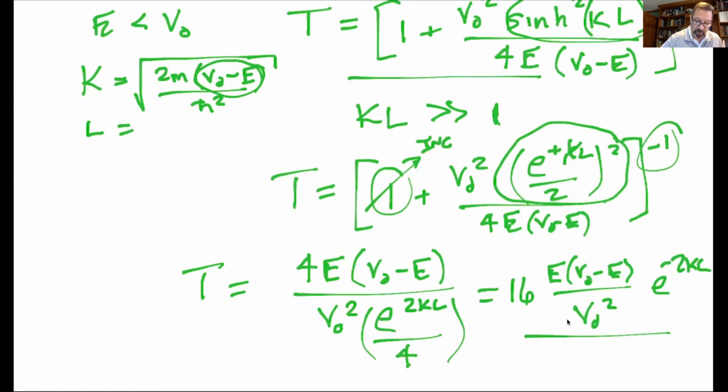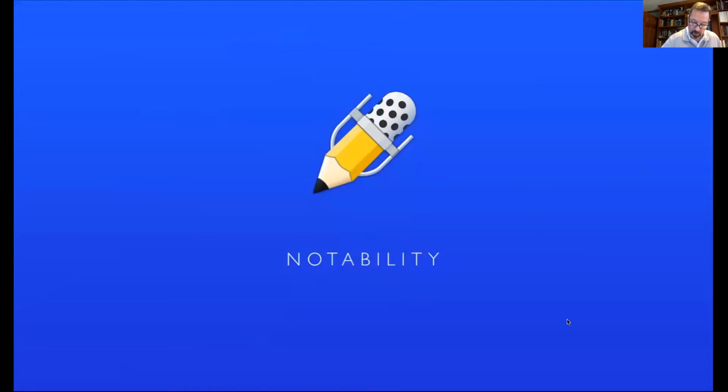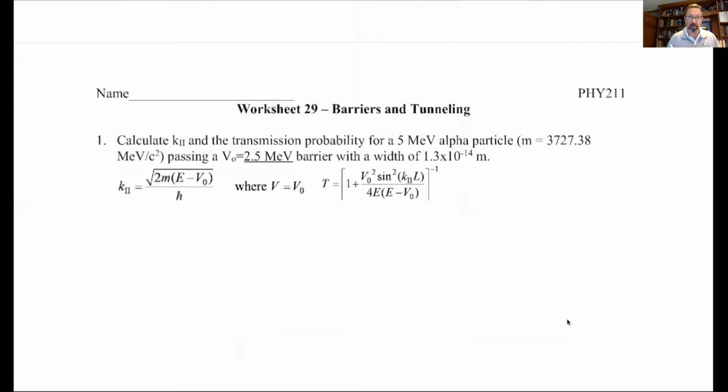So now it's time to break up into groups. You get about 10 minutes to work the problem, and then we have to go on to something else. Here are the two problems that we're doing. Zipping through to my worksheet here. Yeah, come on. End of the semester, too many things. Barriers and tunneling, there it is.